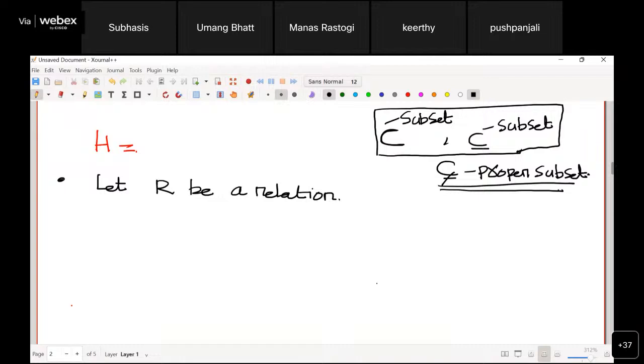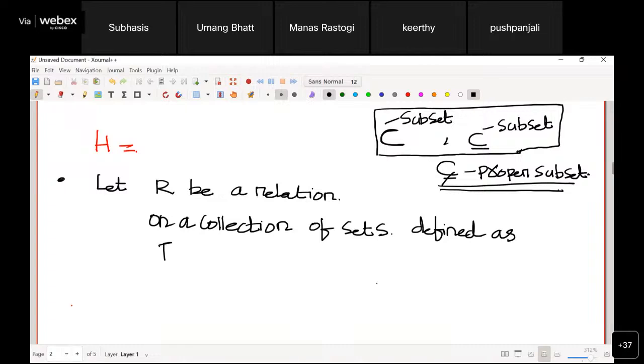So suppose you have a relation. Let R be a relation on a set, which is defined as follows.